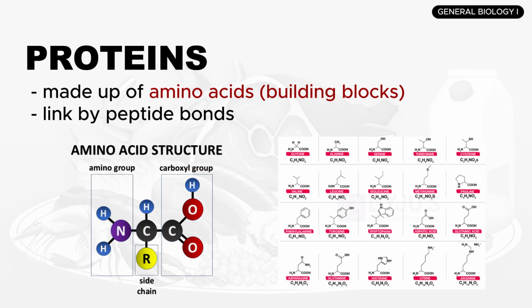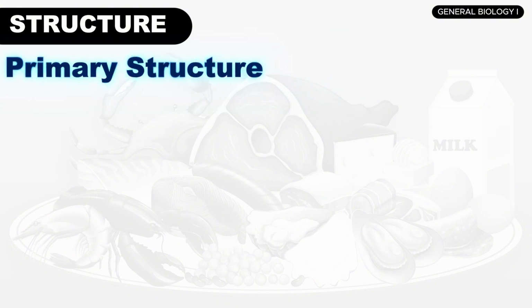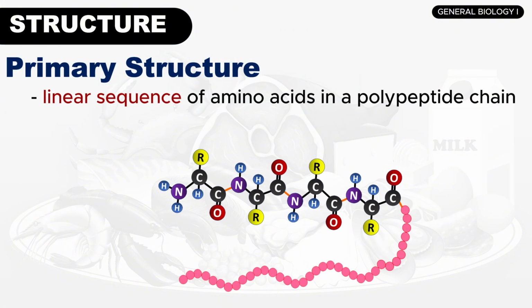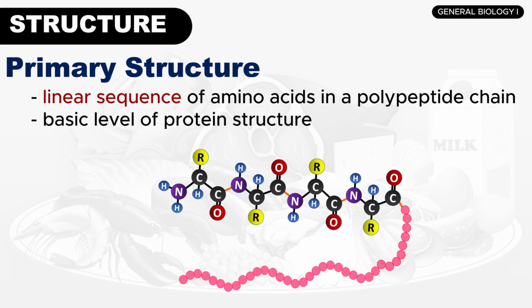Proteins have four levels of structure. Primary structure. This is the linear sequence of amino acids in a polypeptide chain. The order of amino acids is determined by the genetic code and is the most basic level of protein structure.